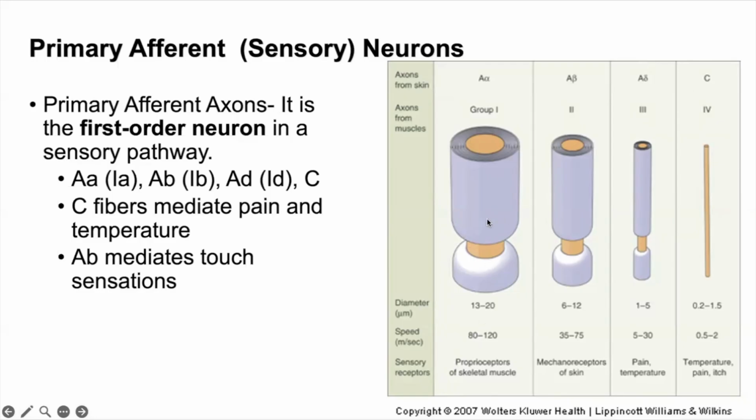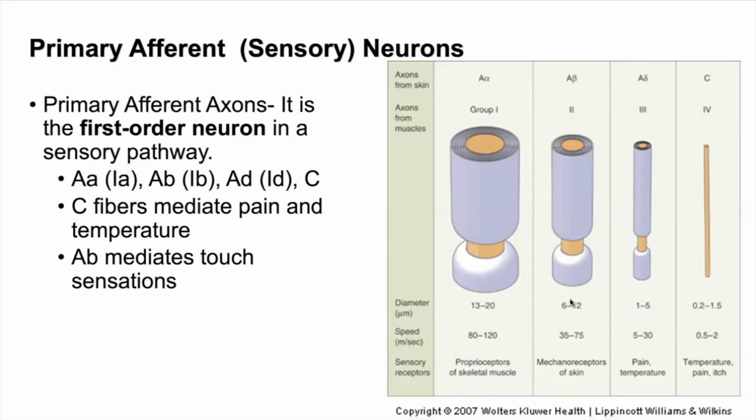What I need you to understand here is that the diameter of these neurons determines the speed at which they transfer the information. The diameter is largest for A alpha, or type 1A, which is about 13 to 20 micrometers, and the speed is much higher, 80 to 120 meters per second. As the diameter decreases, the speed of conduction decreases drastically.